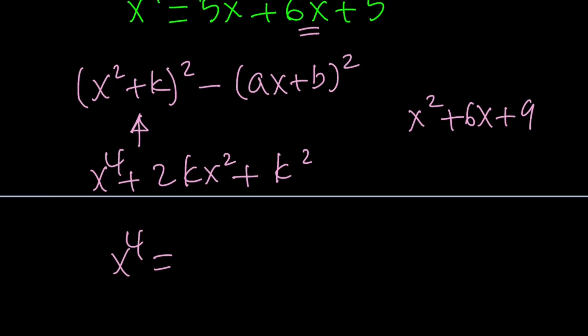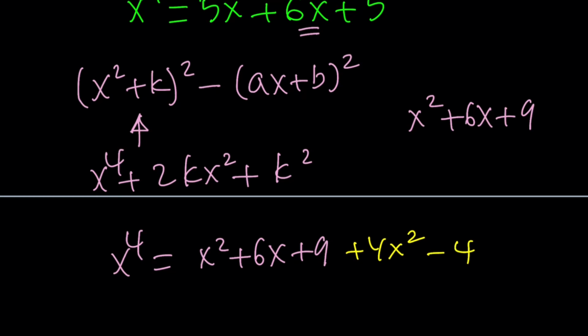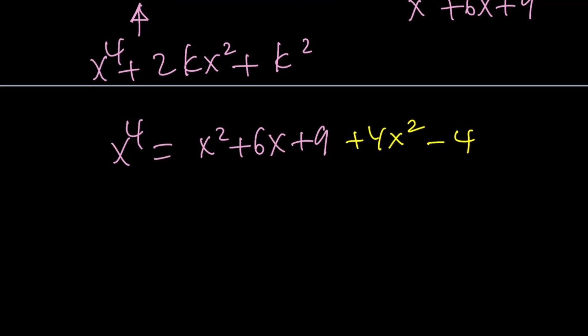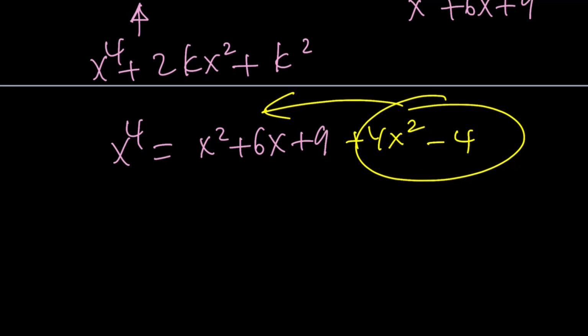x to the fourth equals x squared plus 6x plus 9. And then I'm just going to add the additional terms. I do need a 4x squared. And then I do need to subtract 4 to get 5. Make sense? Isn't that awesome? Because everything that I needed on the left-hand side just showed up. So let's go ahead and subtract these things, and we're good to go.